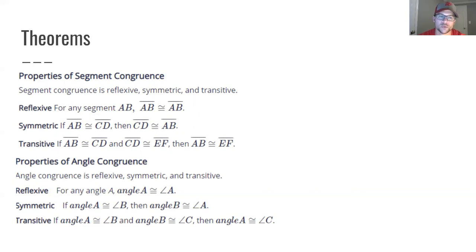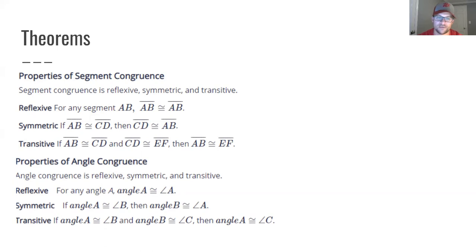Symmetric would just be to rewrite the order of which statement equals which one, first versus second, or second versus first. So AB is congruent to CD, then CD is congruent to AB. Transitive is looking at if two segments are congruent, but that second segment is congruent to a third segment, you can say the first and the third are congruent.